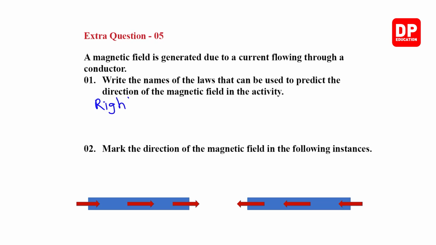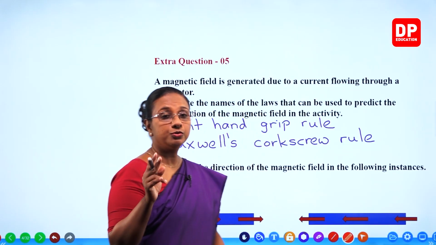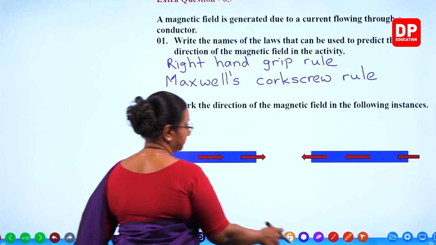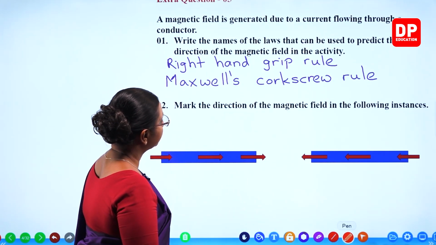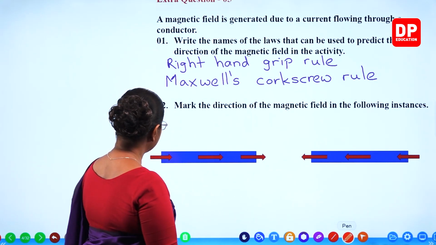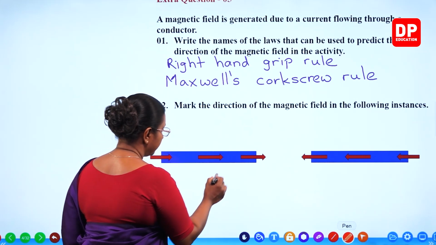Right hand grip rule and Maxwell's corkscrew rule. So, there are 2 rules that we can use, right hand grip rule and Maxwell corkscrew rule. Then, mark the direction of the magnetic field in the following instances. Here you can see this is a conductor. They have shown the direction of the current flow. So, if this is the conductor.